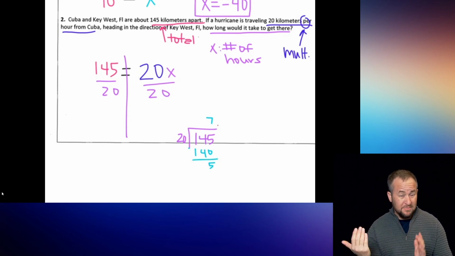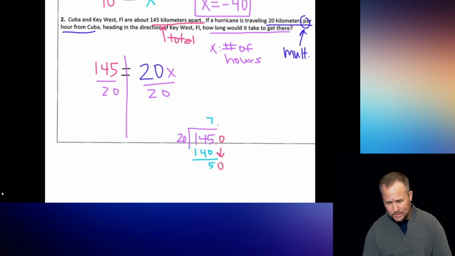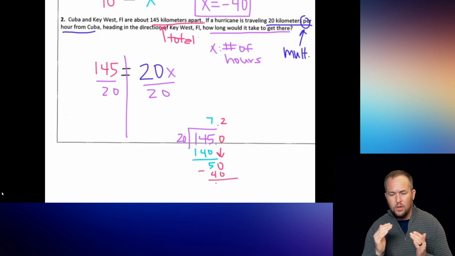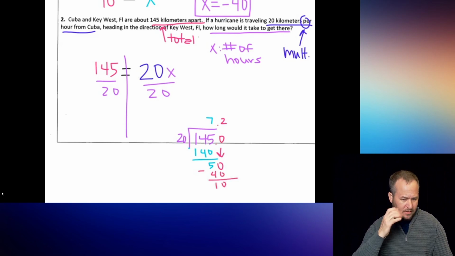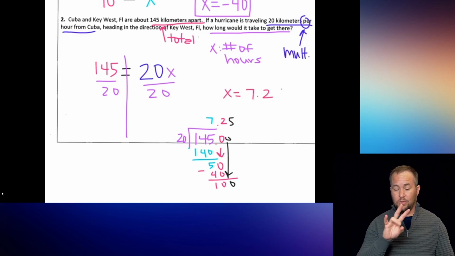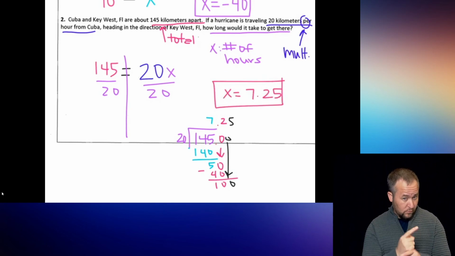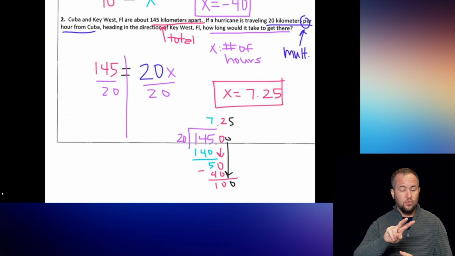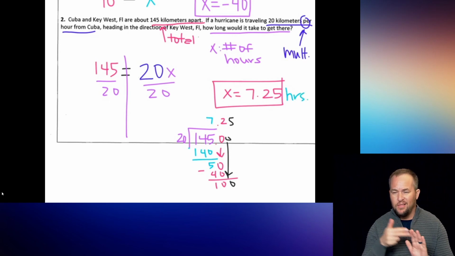Again, I could get a decimal, a 0. I bring it down. I know that it goes in twice, 40. And last time, because I know this is going to end up being a nice number, I have a 0. I bring it down. 20 goes into 100 5 times. So what this means is x equals 7.25. Hopefully you got that right. And what that means is that it will take the hurricane 7.25 hours to get to Key West. So again, I do have that label, and obviously in our problems we will have that complete sentence. All right, good luck on your problems.